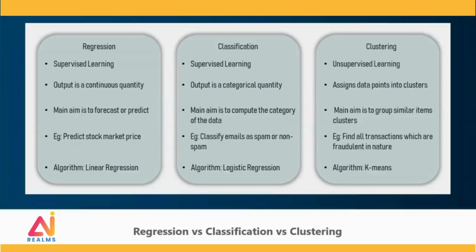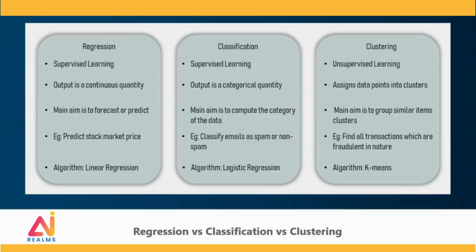Next, we have classification. Now, in this type of problems, the output is always a categorical value. Now, when I say categorical value, it can be values such as the gender of a person is a categorical value. Okay? Now, classifying emails into two classes like spam and non-spam is a classification problem that can be solved by using supervised learning classification algorithms like support vector machines, naive Bayes, logistic regression, k-nearest neighbor, and so on, right? So again, the main aim in classification is to compute the category of the data, right?